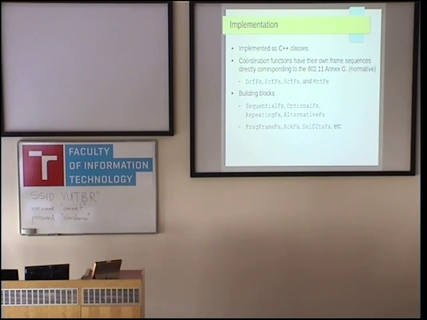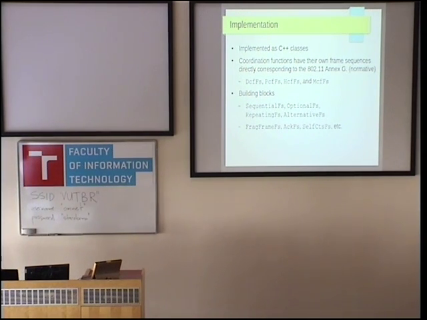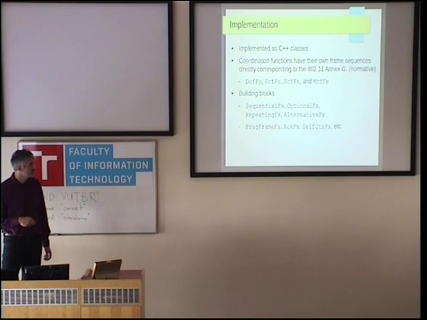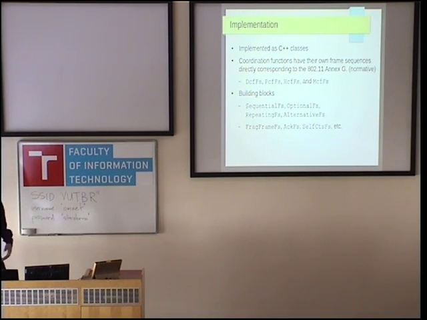So how are frame sequences implemented? Frame sequences are just C++ classes. Each coordination function has its own top-level frame sequence that directly maps the standard. For the building blocks, we have one frame sequence for each BNF grammar element, like sequential, optional, repeating, and alternative, and then we have primitive ones that can be used to build complex frame sequences. You could come up with your own frame sequences, or you could extend it experimentally.